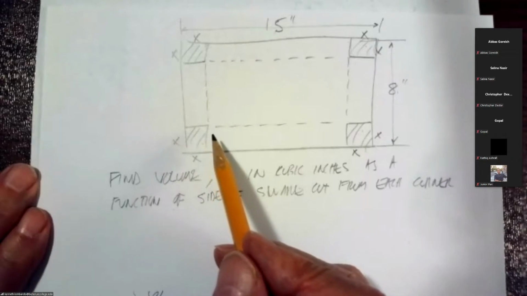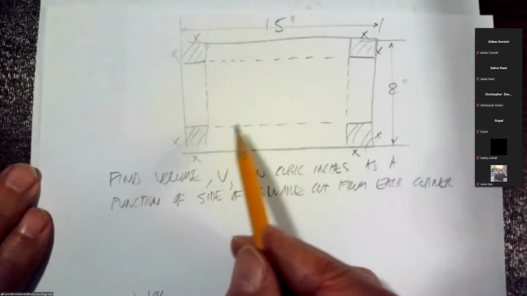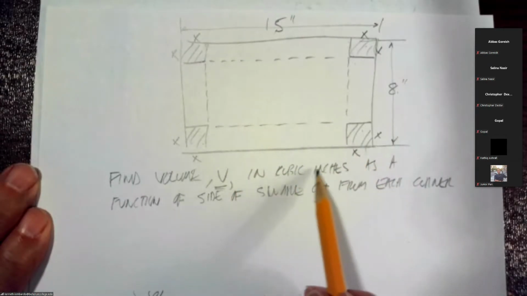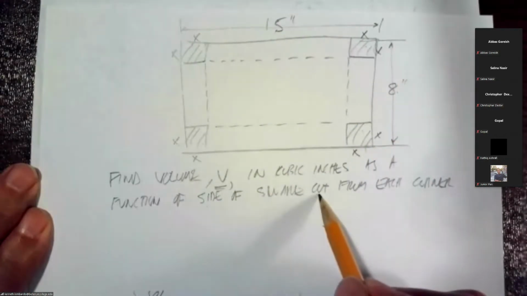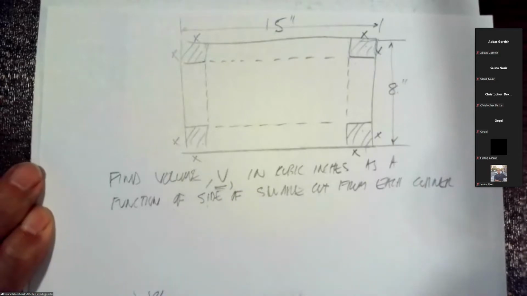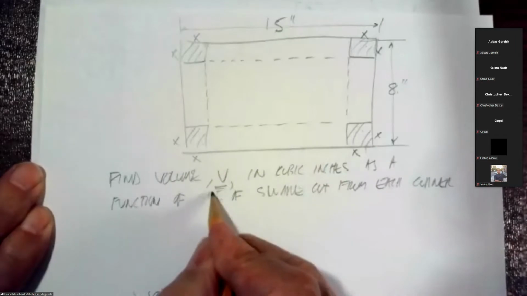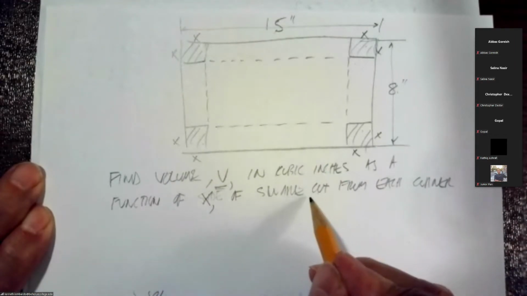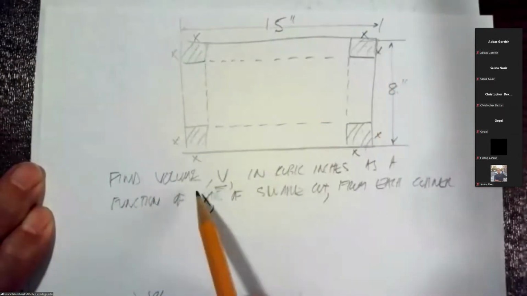And the idea is, can we somehow determine the volume, find the volume V of this box in cubic inches as a function of the side of the square cut? So let's just say as a function of X, which is the side of the square cut from the corner. So we'll call this X.